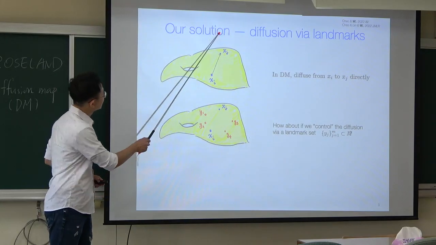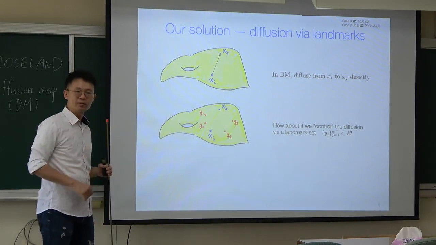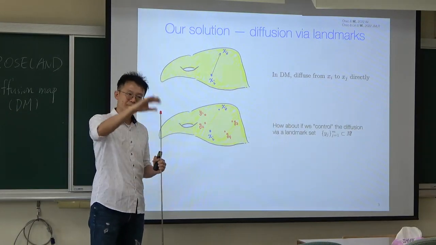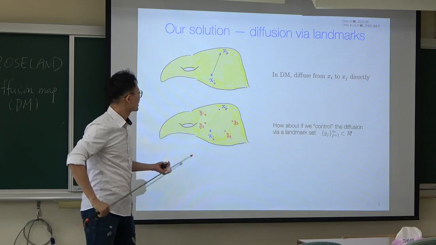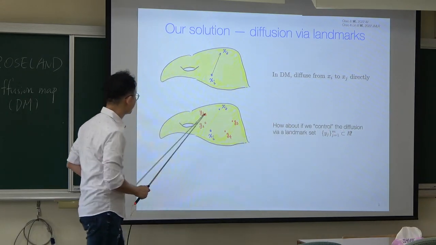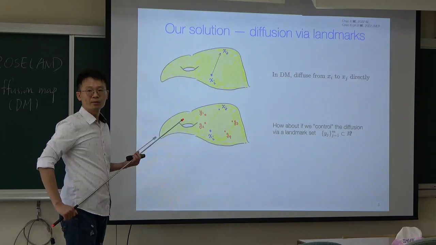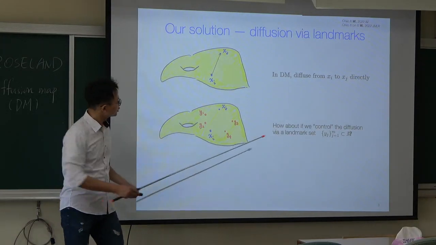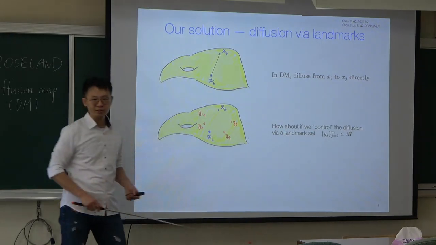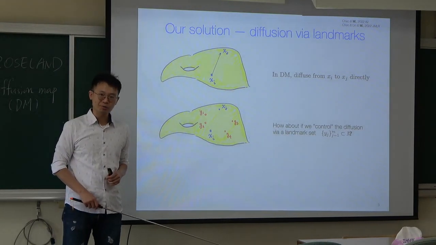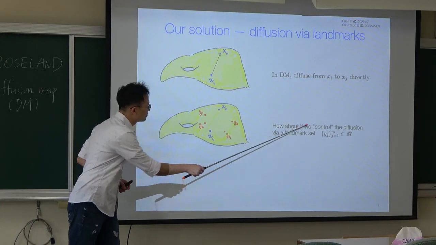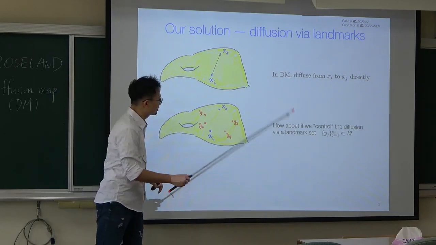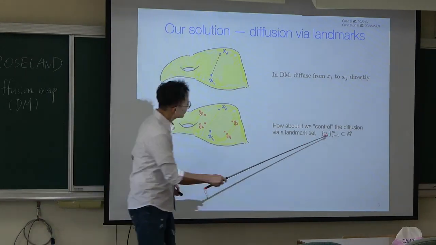But what about now? We say, hey, when you want to diffuse from one point to another, I want to set up some constraints, or we call them landmark sets. We will choose some points as the landmark set. And how to choose the landmark set is important, and we will come back to this issue later. This is actually very, very important. Okay, but at this moment you just say, oh, we have a landmark set. The landmark set is called Y.